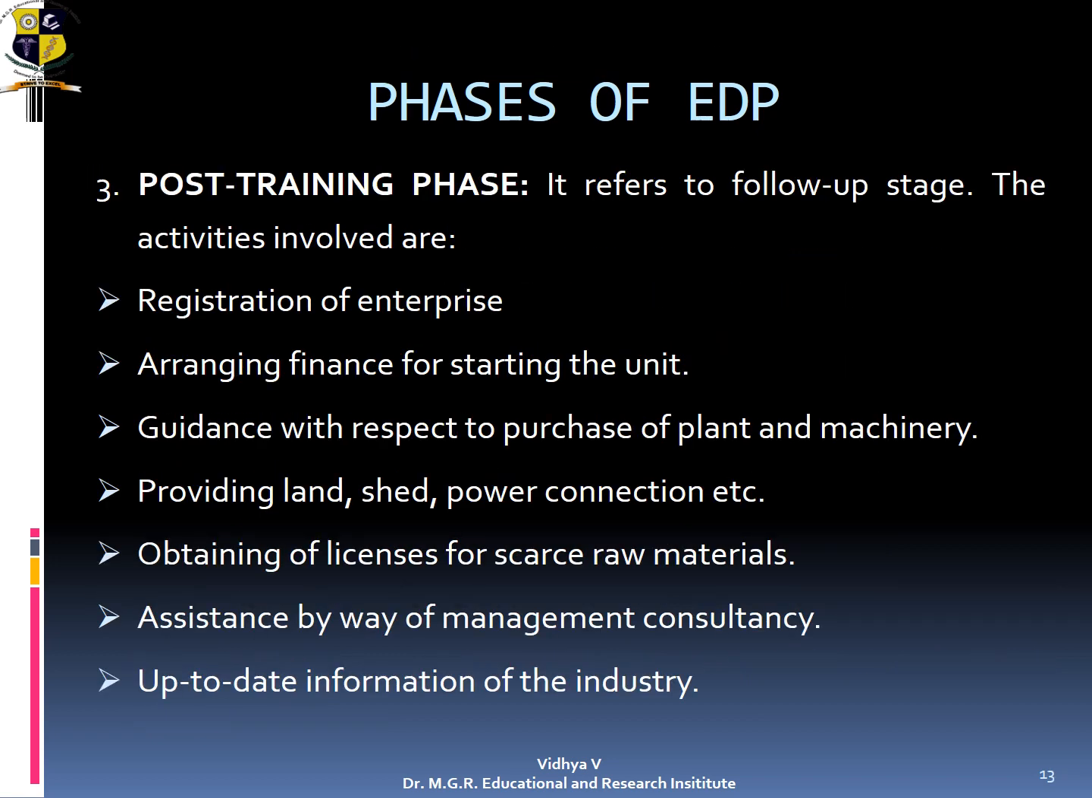The last phase is post-training phase. This refers to follow-up stage. So in this phase, assessment as to how far the objectives of the program have been achieved is made. Some of the activities involved are registration of enterprise, arranging finance, guidance with respect to purchase of plant and machinery, providing land shed, obtaining of licenses, assistance of management consultancy, and up-to-date information of latest industry. So in short, we may say that for healthy development of entrepreneurs and enterprises, all the three phases are necessary.